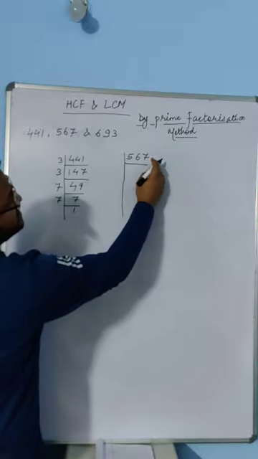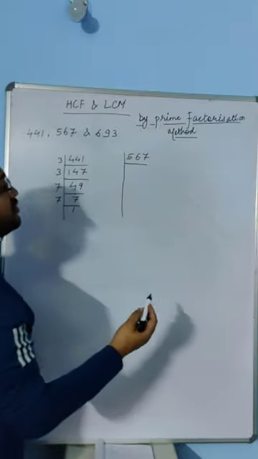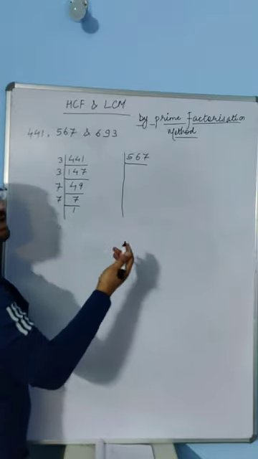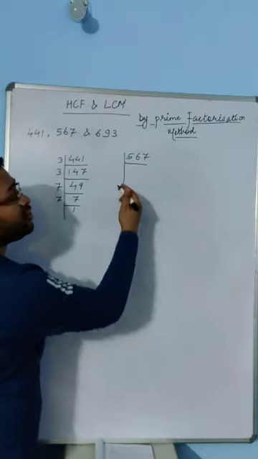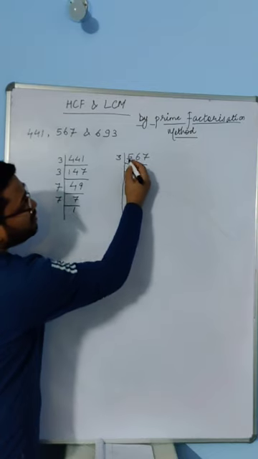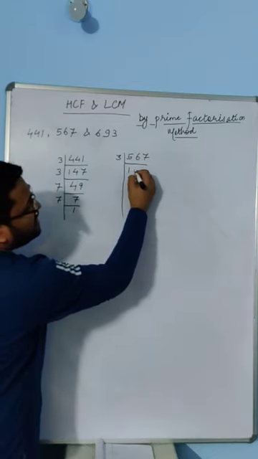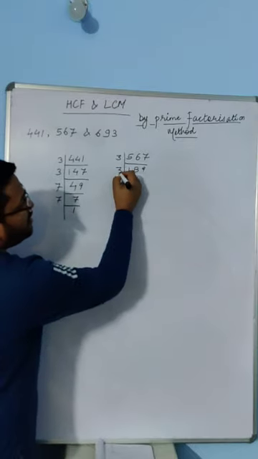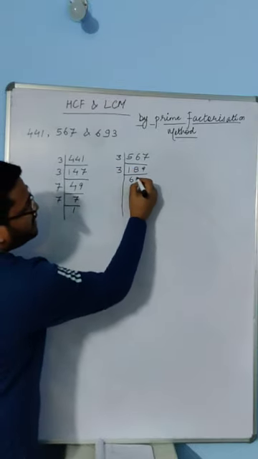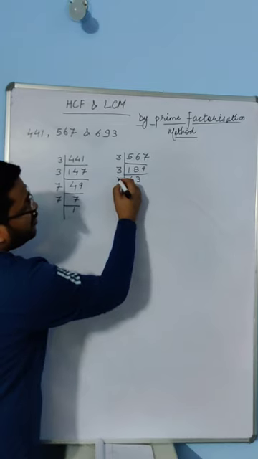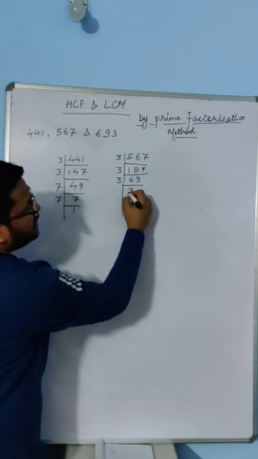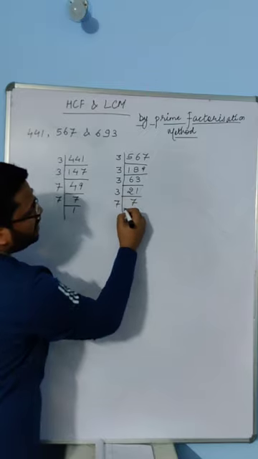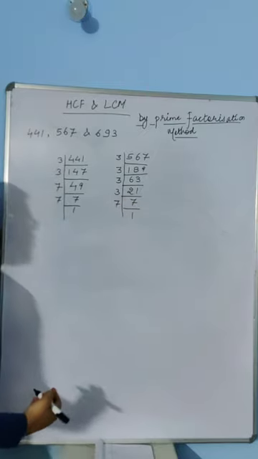Now we'll choose the next number, that is 567. Again it has 7 at the end, so it is an odd number. So we can't use 2. What we need is 3. Let's check whether it is divisible by 3 or not. If I divide it by 3, I get 189. Again dividing by 3, I get 63. Again by 3, I get 21. Now again by 3, I get 7, and 7 at the end also.